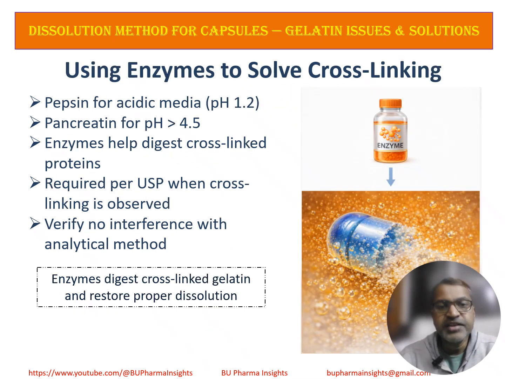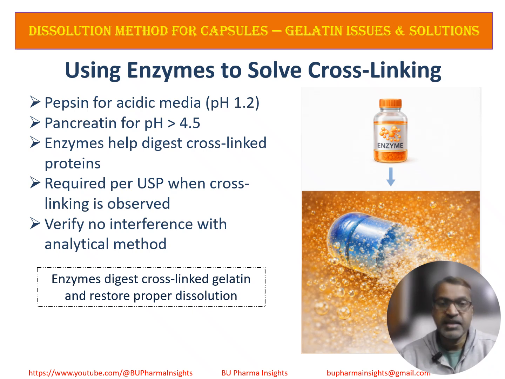Here is the step-by-step approach to confirm gelatin cross-linking. First, test without enzyme. If the capsule fails dissolution, proceed to step 2. Repeat the test with enzyme. If it passes, this strongly confirms cross-linking. This proves the shell, not the formulation, is the root cause.